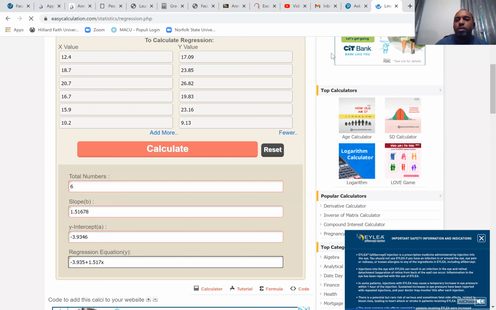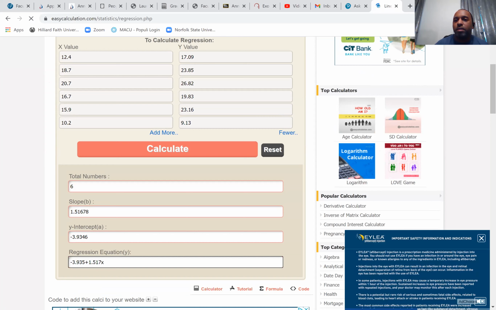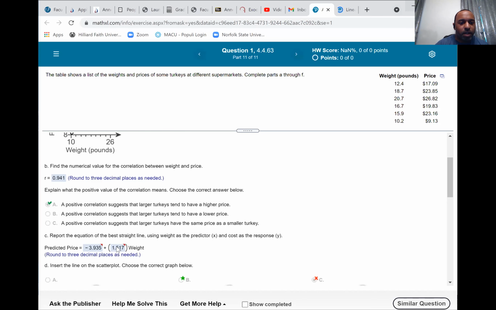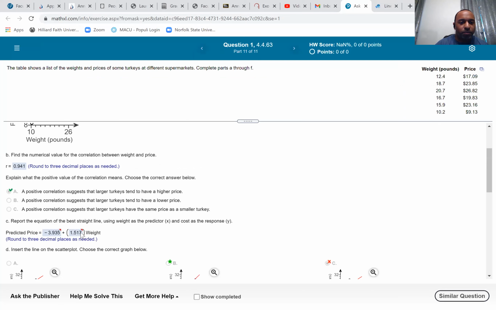And so let's make sure, let's go back to MyMathLab. Those were the values. And see, what was in front of X is what's in front of weight. So they put it the same way.